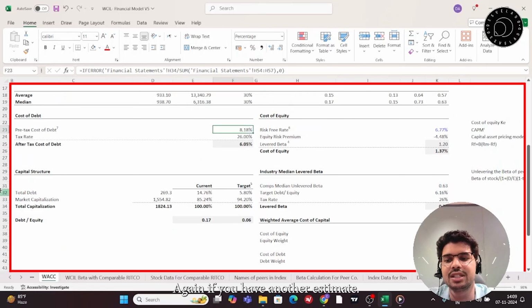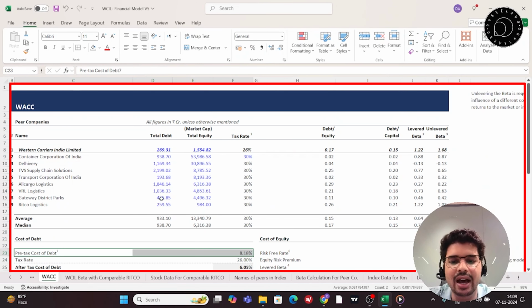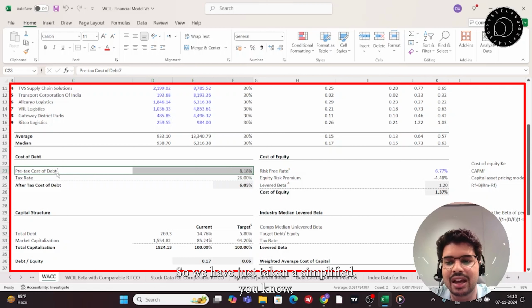Again, if you have another estimate. Since this company, Western Carriers, was recently listed, we did not actually have a lot of access to its documents, such as its bonds, etc. So we have just taken a simplified angle at calculating this.